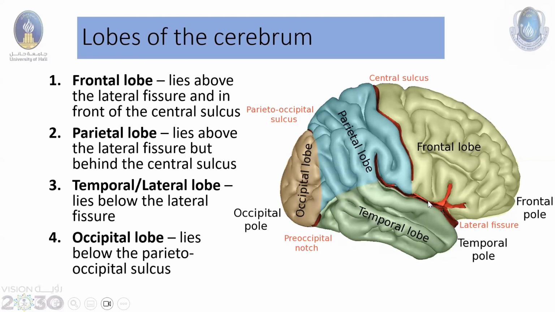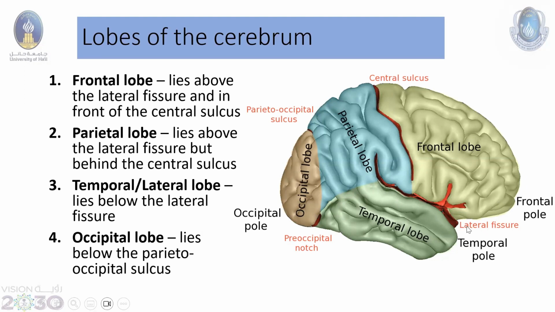Then we have the temporal lobe, which is below the lateral fissure. And behind the parieto-occipital sulcus is the occipital lobe, which is behind as well as below the parieto-occipital sulcus. So these are the four lobes: frontal lobe, parietal lobe, temporal lobe, and occipital lobe. How do you identify them? This is called the frontal pole, and this is the occipital pole. This is the most anterior end, and this is the most posterior end.